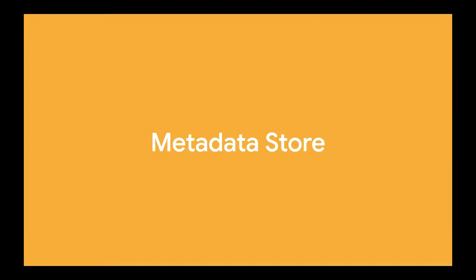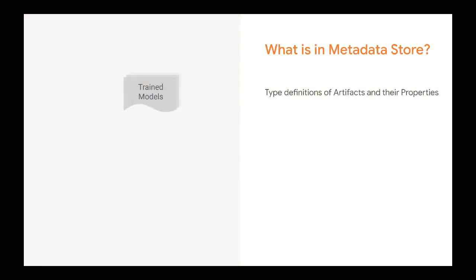So we've talked about metadata a little bit. Let's take a deeper look at it. So what is in the metadata store? There are artifacts, and artifacts have properties. So, for example, a trained model is an artifact, a data set is an artifact, a schema is an artifact, the results of an evaluation are an artifact, and so forth.